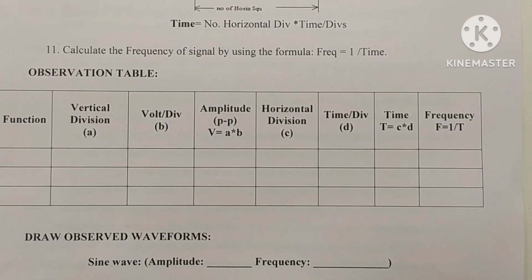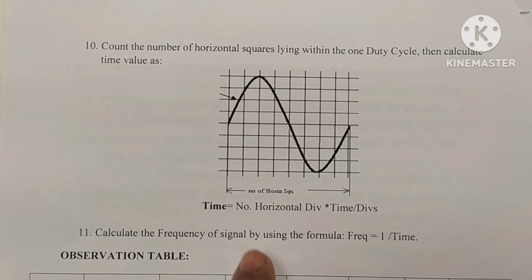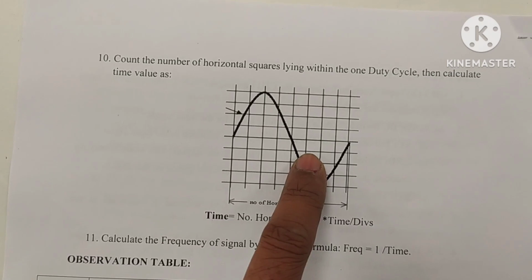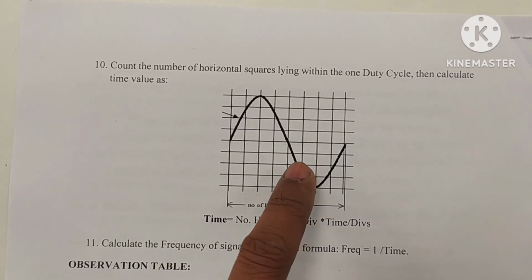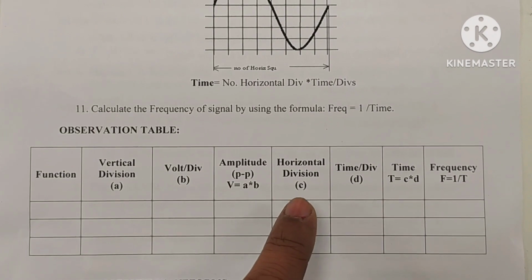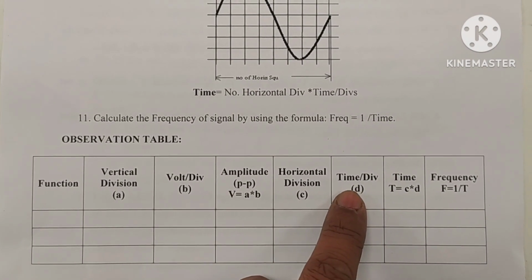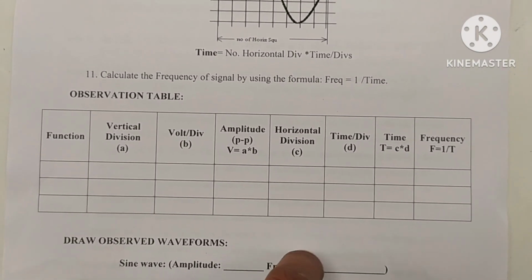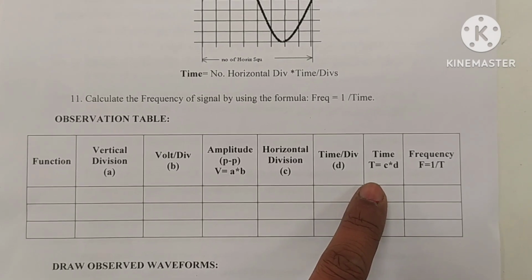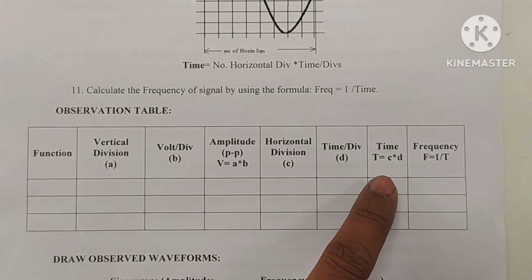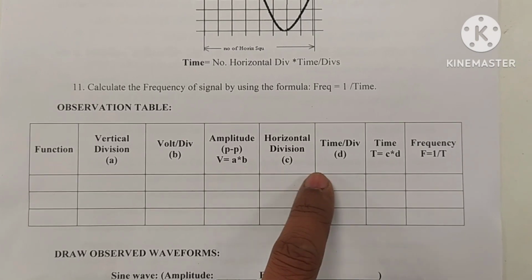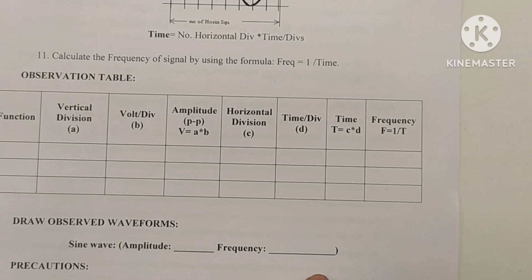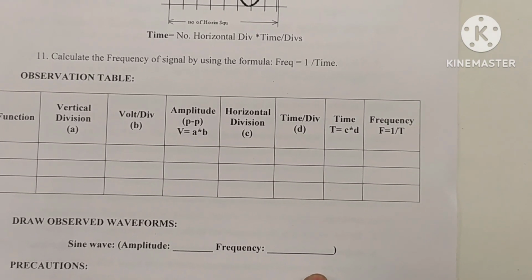So next is your horizontal division. That means how many horizontal lines or divisions are covered by a signal. The count of this division we need to put here. And next one is time division. The time division set by us on CRO we need to fill there. And next we calculate the time. T is equal to C into D, horizontal division multiplying by time per division. And next one is frequency. We know frequency is inversely proportional to time.